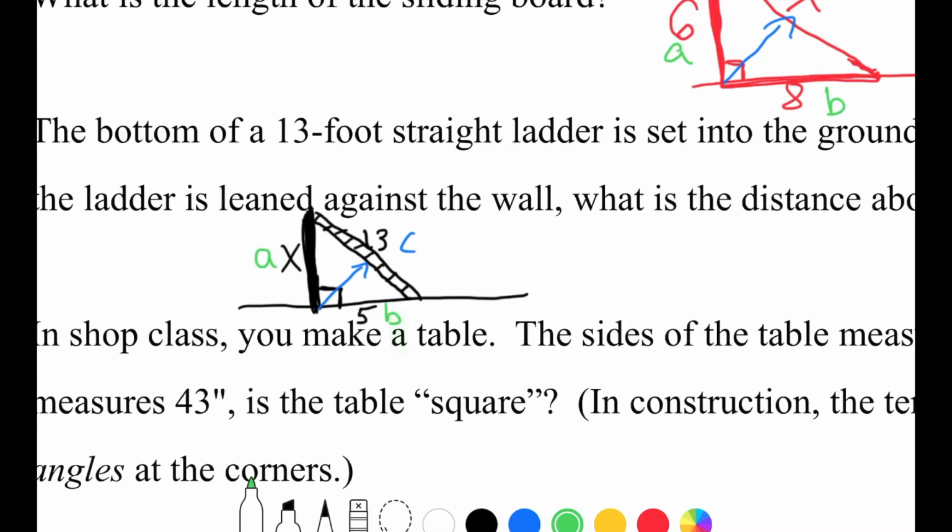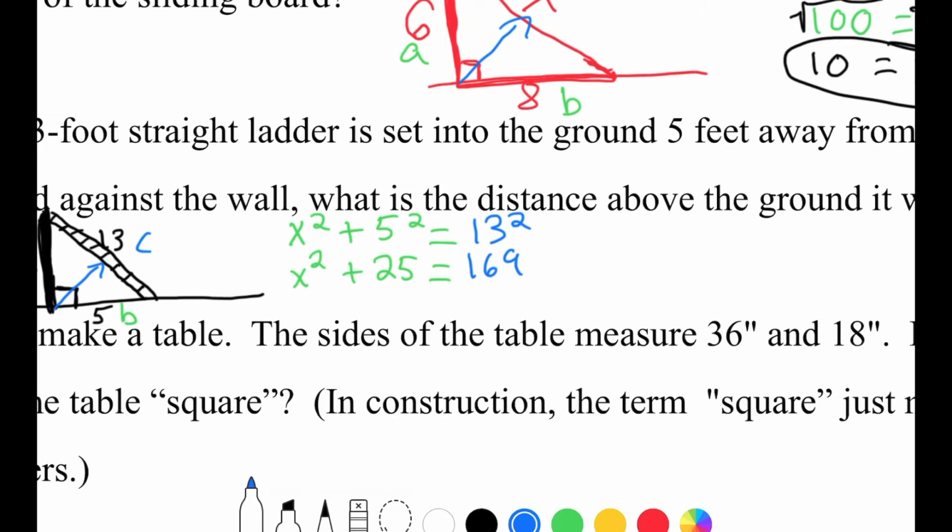So let's start with our A. We have x squared plus b squared equals our c squared, which is 13. And then we're solving. We can't simplify x squared yet, but we can simplify 5 squared, which is 25, equals 13 squared, which is 169.